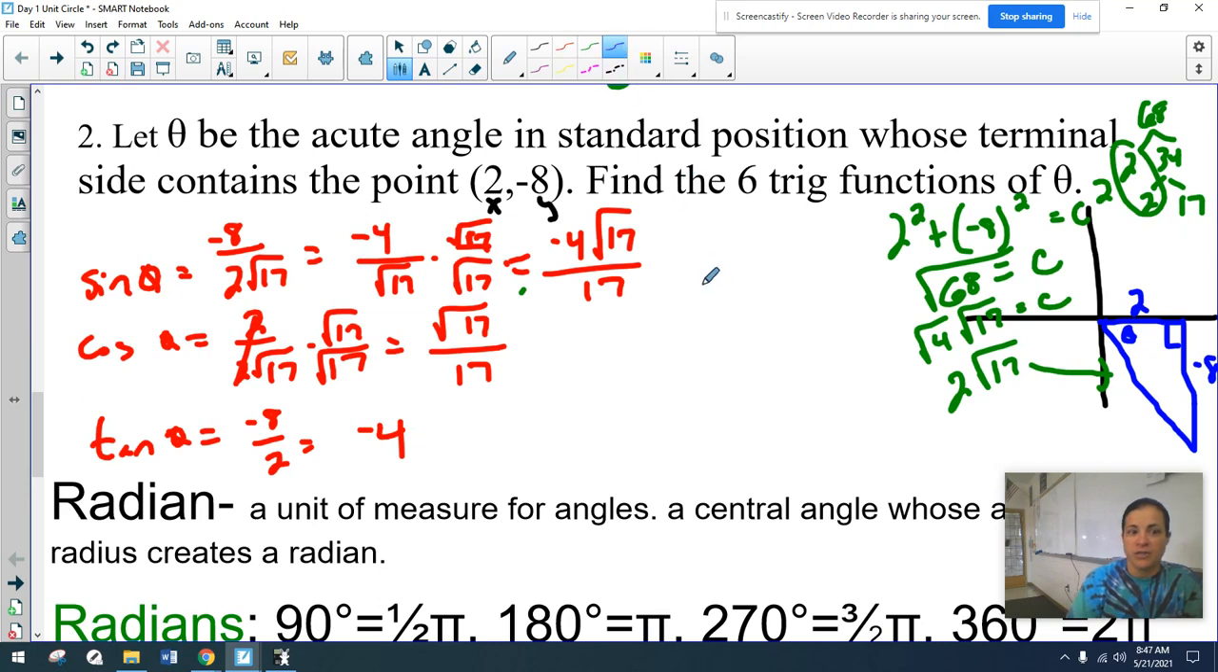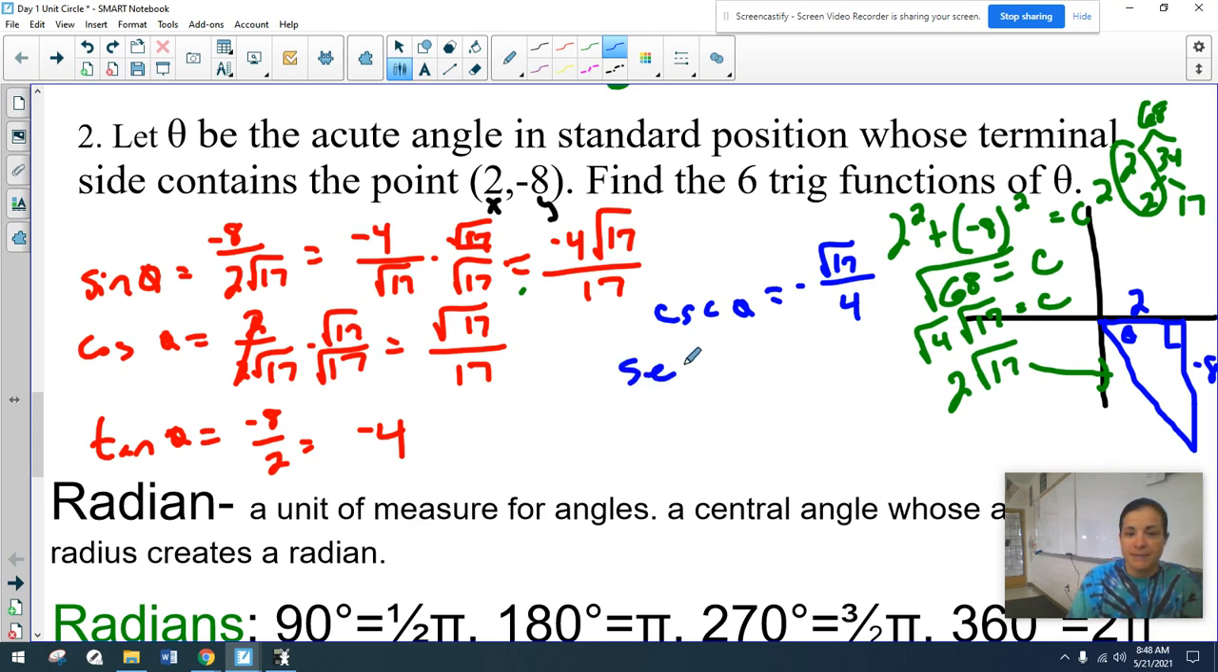Okay, when you switch and do the other trig functions, you've got cosecant. So that's just going to be sine flipped. I'm just going to use this one and flip it because that's the reduced one. So square root of 17 over -4. Doesn't matter where your negative goes. You can put it with the bottom, with the top, or out front. It's all the same thing.